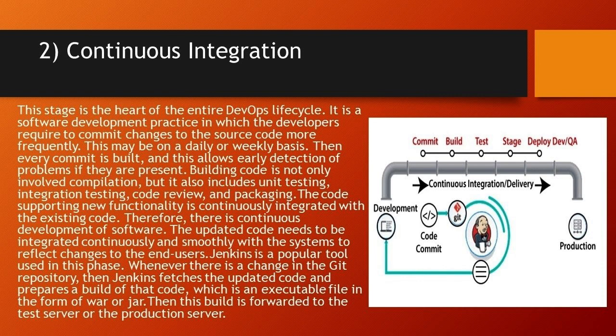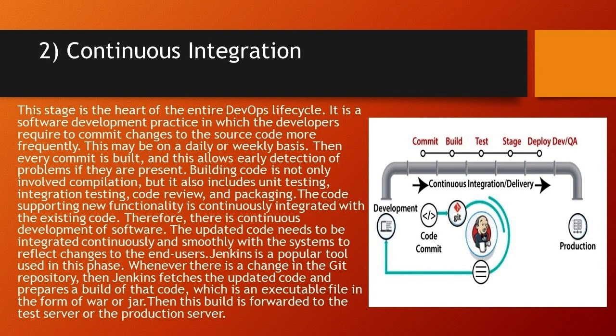Building code not only involves compilation, but it also includes unit testing, integration testing, code review, and packaging. The code supporting new functionality is continuously integrated with the existing code. Therefore, there is continuous development of software. The updated code needs to be integrated continuously and smoothly with the systems to reflect changes to the end users.